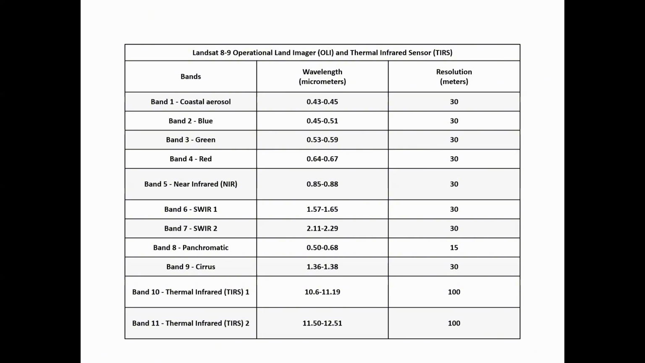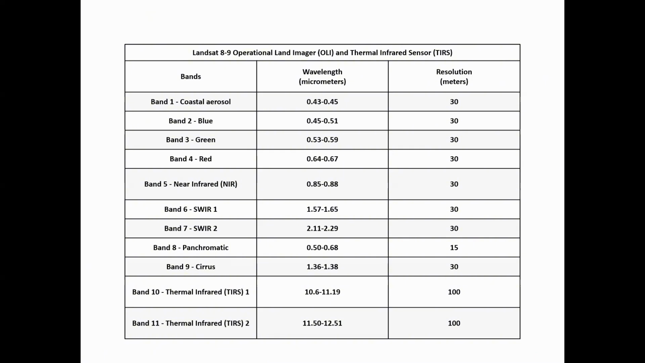For example, band 1 collects the coastal aerosols value. Band 2 collects the blue reflectance. Band 3 collects the green reflectance. Band 4 collects the red reflectance. Band 5 is near infrared. Band 6 shortwave. Band 7 shortwave. Band 8 panchromatic. Band 9 cirrus. And bands 10 and 11 collect the thermal infrared.